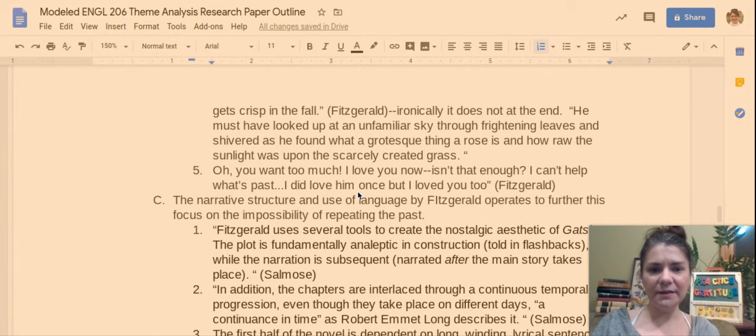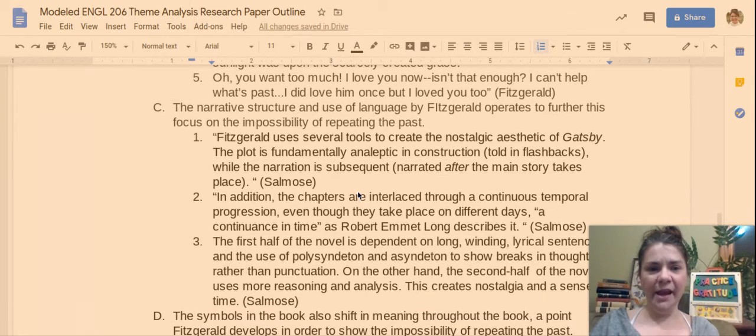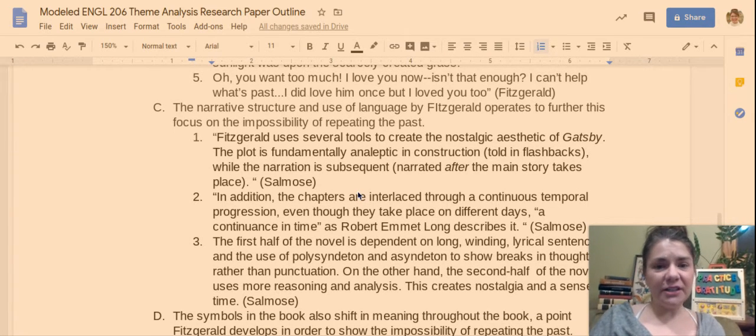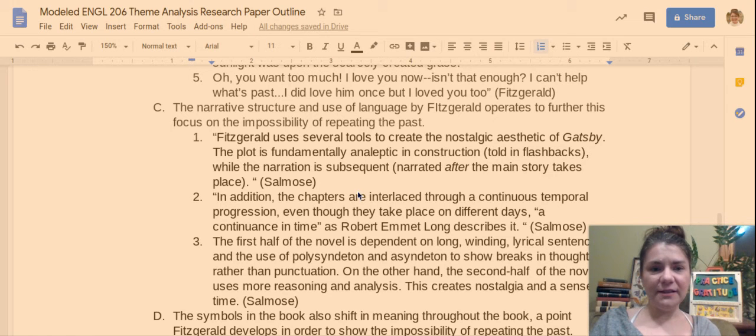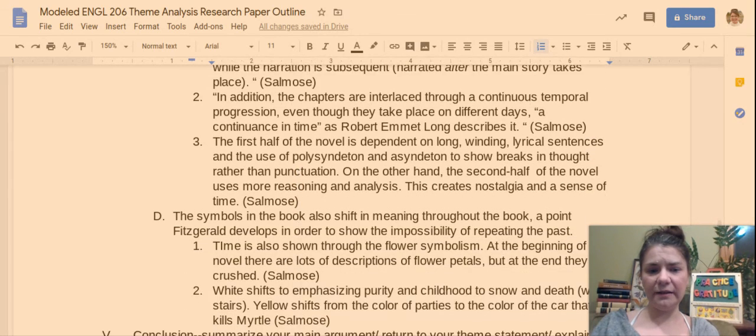Okay, my next claim. The narrative structure and use of language by Fitzgerald operates to further this focus on the impossibility of repeating the past. So now here I'm talking about how he uses the devices of structure and language, and I actually have some quotations about how he uses polysyndeton and asyndeton. You thought those were long gone, but there they are. And again, I have quotations from my sources about this.